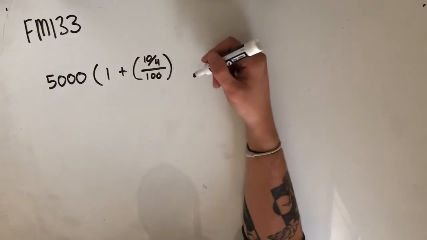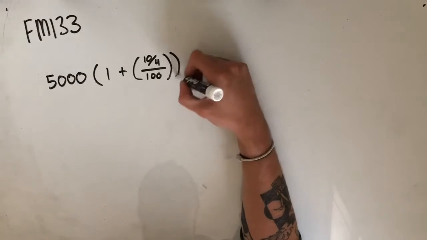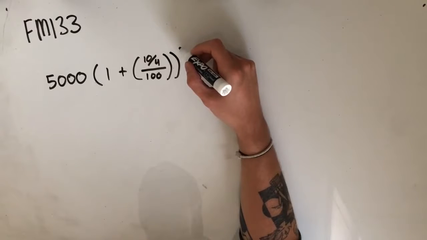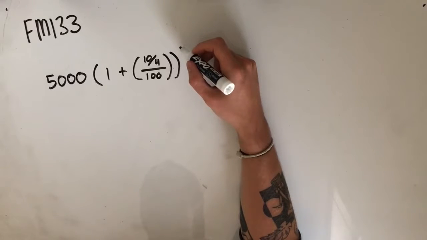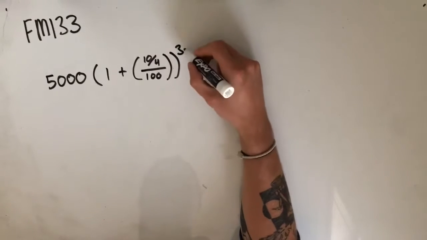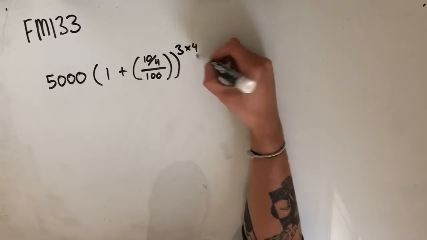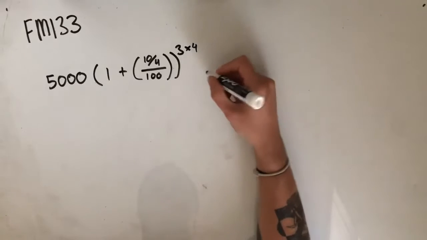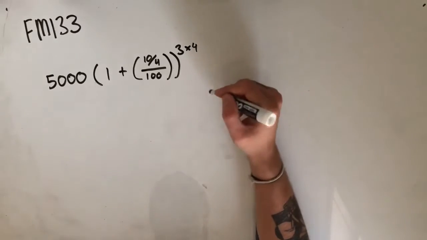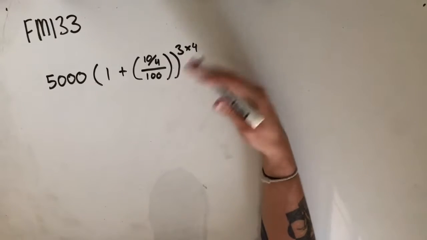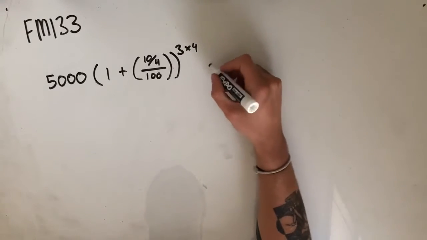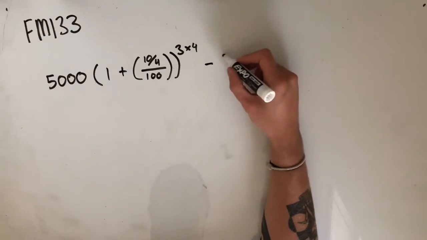Of course, our power that we multiply to, well, we're looking for how many years are we looking for? For 3 years. So we've got 3 years, but we're compounding each quarter. After this, because the question is asking us to find the total interest earned, not the total value of the investment, we need to minus the initial invested amount.